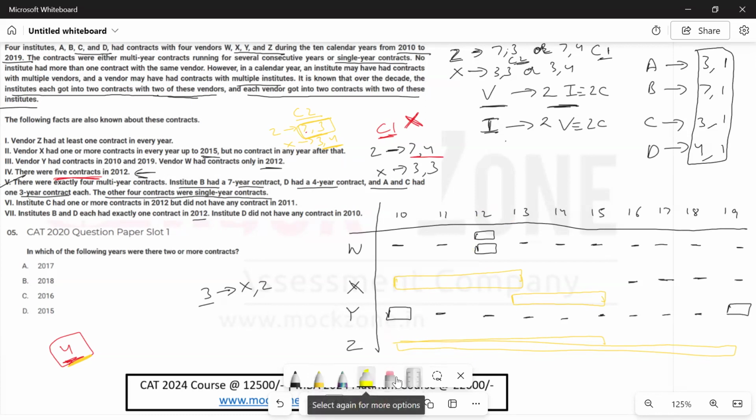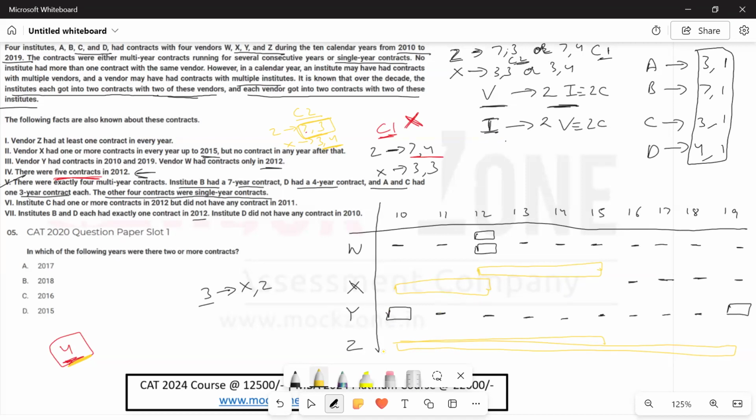So what is possible in this case? कि उसके पास पहले 3 साल का कॉन्ट्रैक्ट होगा, फिर 4 साल का कॉन्ट्रैक्ट होगा। पहला कॉन्ट्रैक्ट उसका 3 साल का है, फिर दूसरा कॉन्ट्रैक्ट उसका 4 साल का है। सॉरी, in this case we see that 2012 has 5 contracts, so we know that this is the case possible.